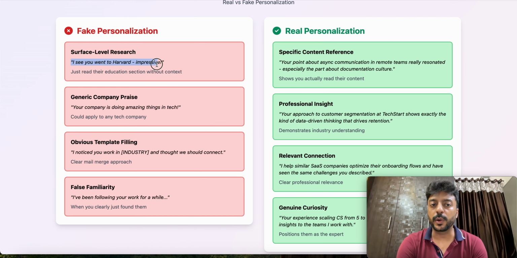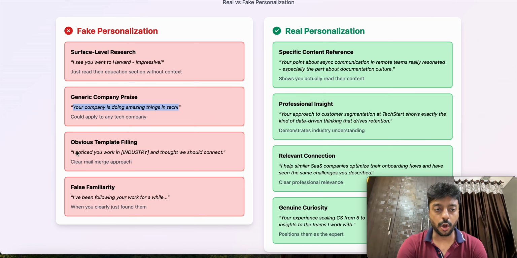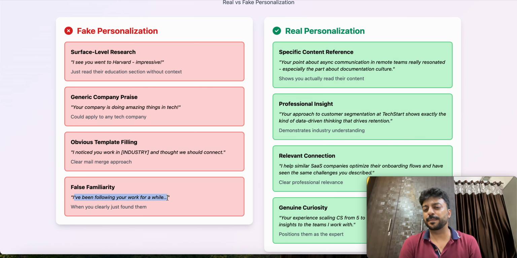I see you went to Harvard, impressive. Your company is doing amazing things in tech, completely wrong. I noticed you work in the AI industry and thought we should connect. False familiarity. I've been following your work for a while. This does not make sense. This is just fake flattery and you are just trying to butter me up.